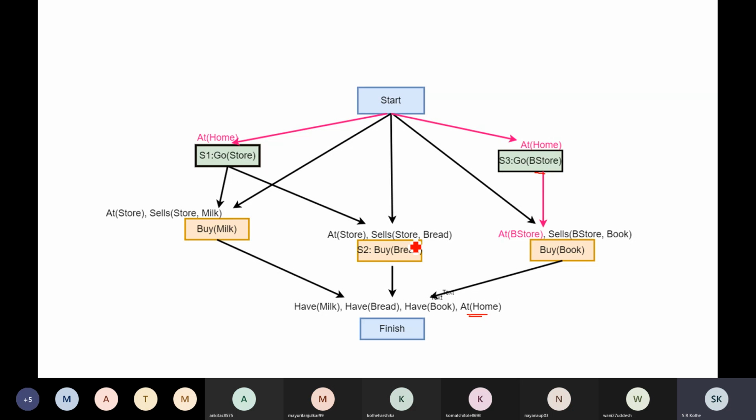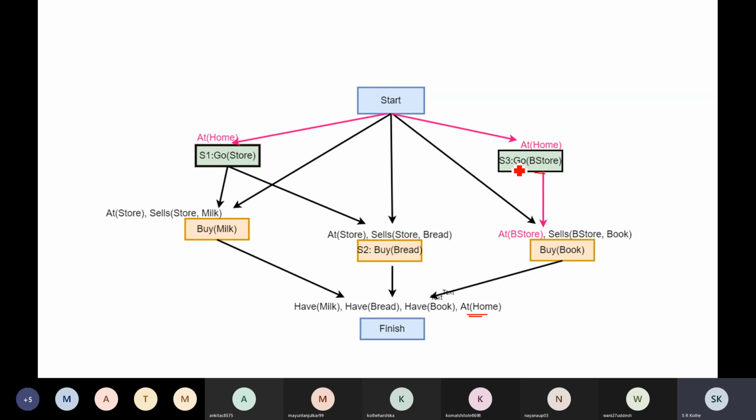See out here. Suppose robot performs here, you have performed start, go store. So robot is at store, bought the milk. So robot will have milk. Then what? Buy bread. Same. Robot will buy bread. Same store is selling bread also. So robot will have milk as well as bread, no problem. But robot is at store.